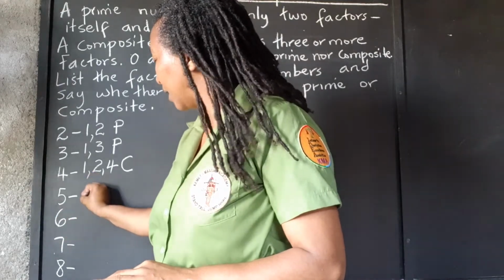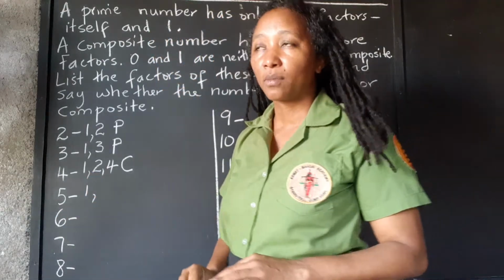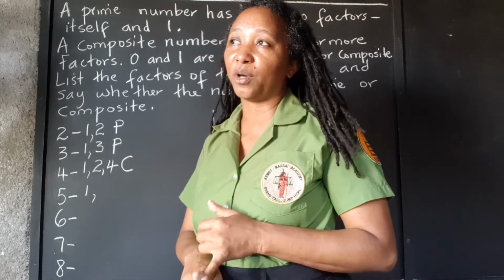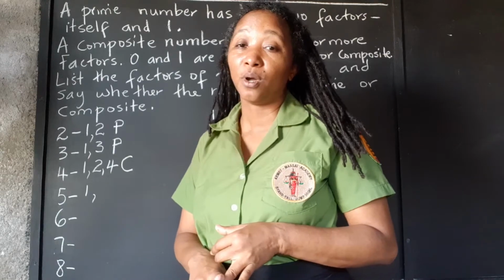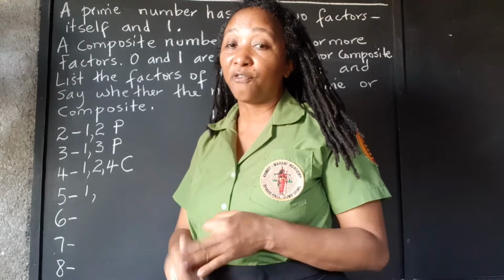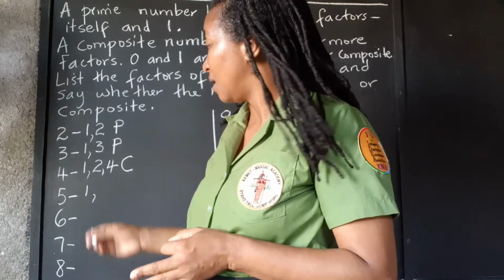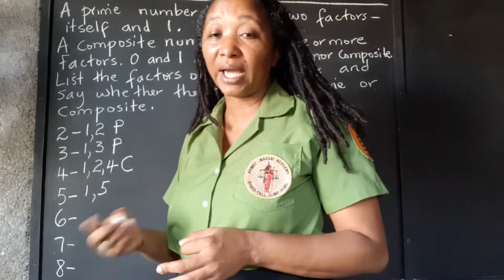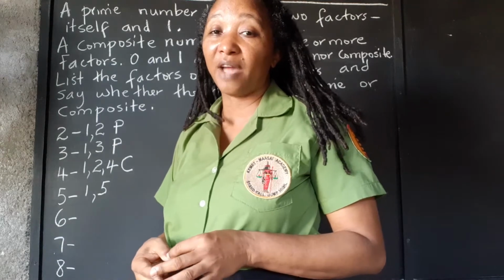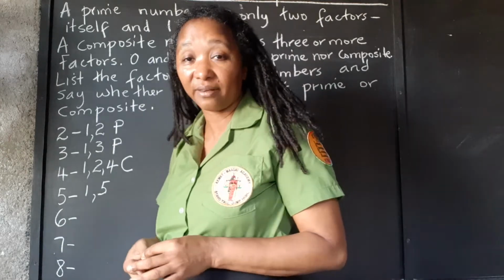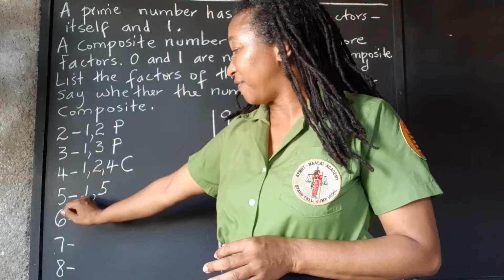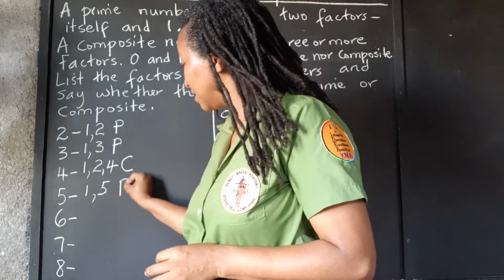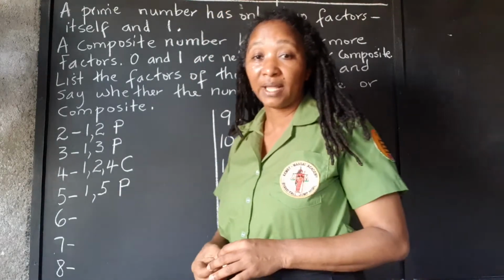How about number 5? We know that 1 can go into 5. What else can go exactly into 5? 2 can't go into 5 without a remainder. 3 can't go without a remainder. 4 can't go without a remainder. We know that 5 can go into itself. Every number is a factor of itself. Every number can divide exactly into itself. So 5 also has only 2 factors. So 5 is prime. 5 is a prime number.